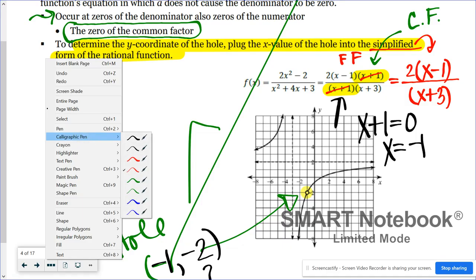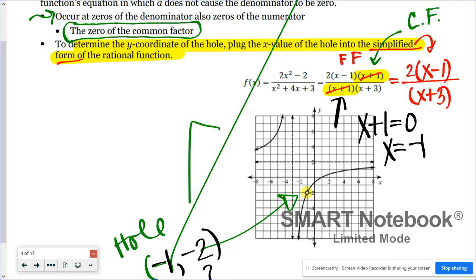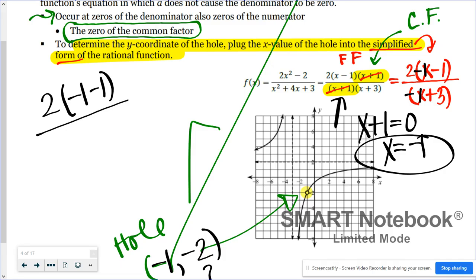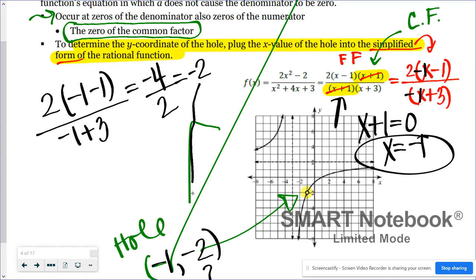Now, if I take my x coordinate, remember I know that x is -1, and I plug that in, I know it's kind of messy, so I'm going to write it on the left-hand side over here. So now on top, I have 2 times the quantity of -1 minus 1, divided by -1 plus 3. If I do the math, I get -4 on top and 2 on the bottom, and that is -2. And that is where they're getting the y coordinate from.